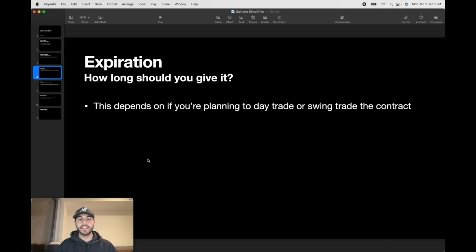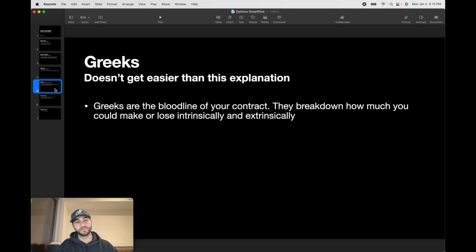Every contract has an expiration date. Most people are wondering, how long should I give a contract till expiration? That depends on if you're planning to day trade the stock or swing trade a stock. So if you're looking to buy and sell the same day, then your expiration could be sometime in the same week. It can even be the same day if you're trading same-day expiration contracts. But if you are swinging the contract, you generally want to give yourself a minimum of 2 weeks, assuming you're going to close it out within 2 to 3 days. So keep that in mind, and we'll go over that in more detail as the video progresses.